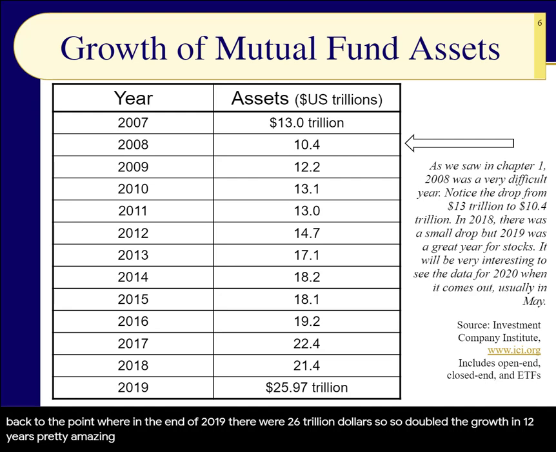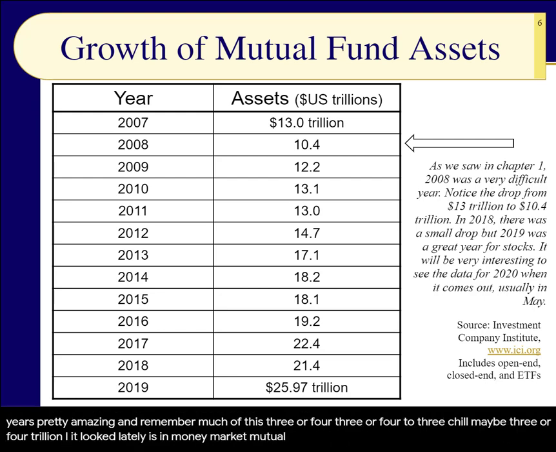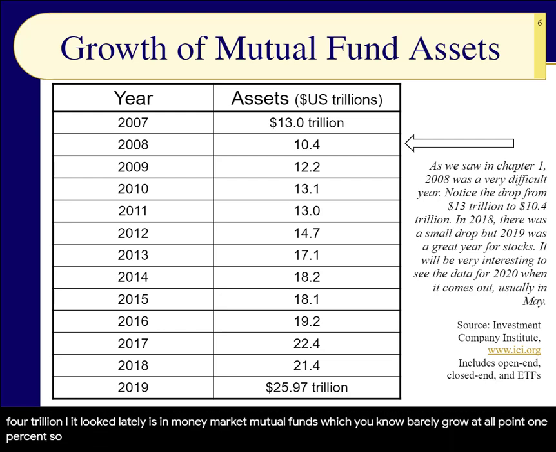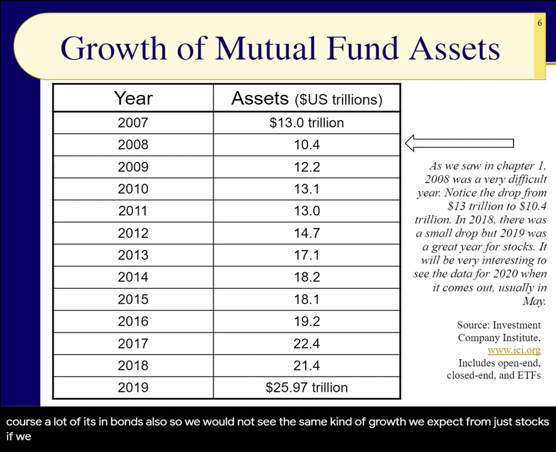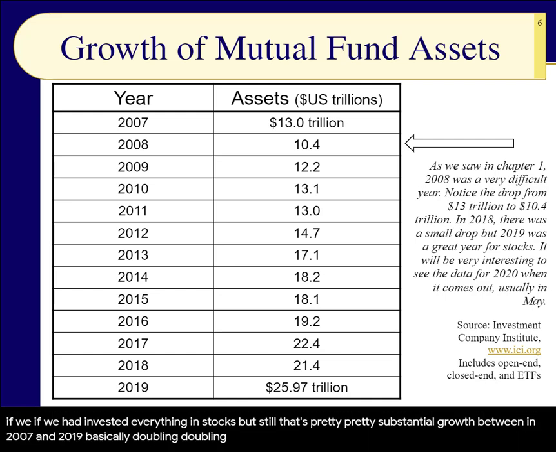Pretty amazing. And remember, much of this, about, I don't know, three or four trillion, I haven't looked lately, is in money market mutual funds, which barely grow at all, 0.1%. It's not the same exponential growth we see if we were just invested in stocks. And of course, a lot of it's in bonds also. So we would not see the same kind of growth we expect from just stocks if we had invested everything in stocks. But still, that's a pretty substantial growth between 2007 and 2019, basically doubling in value.